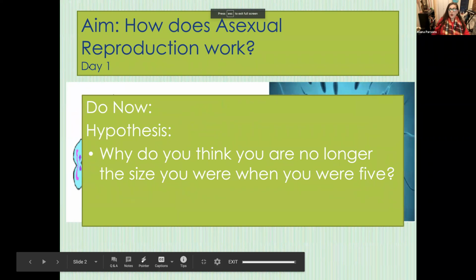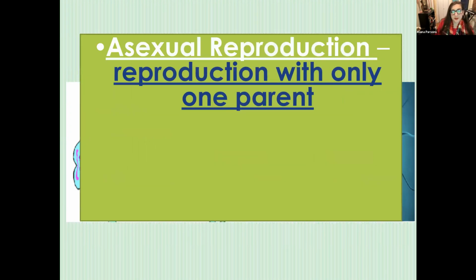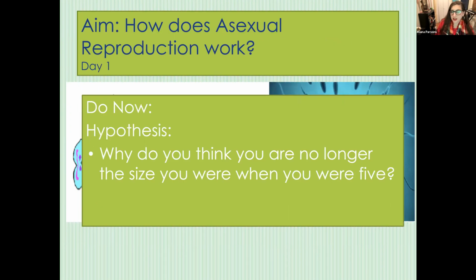So why do you think you are no longer the size you were when you were 5? Like what happened? You grew. How do you think you grew? And we'll be talking more about this throughout asexual reproduction, sexual reproduction, and human reproduction, the 3 sections of Unit 6. So asexual reproduction. Fill out your own answer for that. I obviously am not going to give you your hypothesis, fill out your own answer.